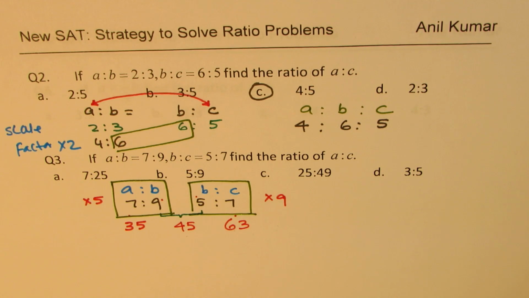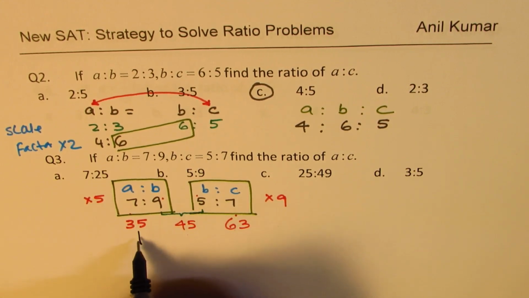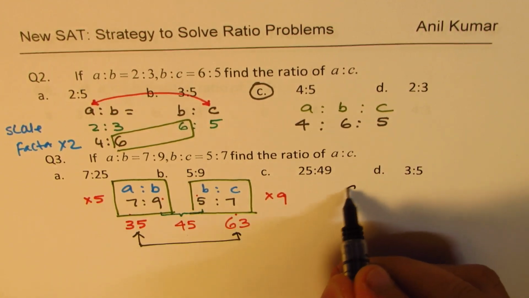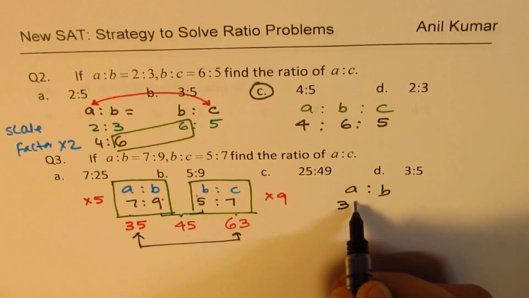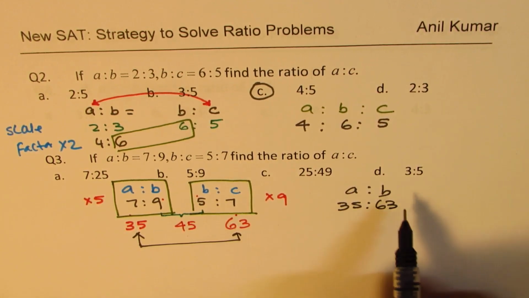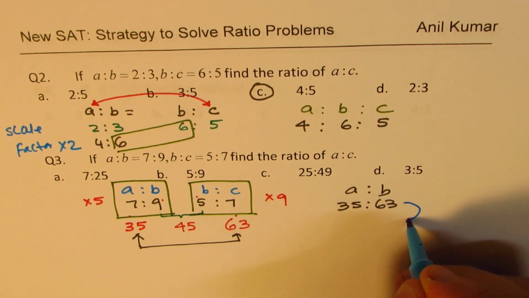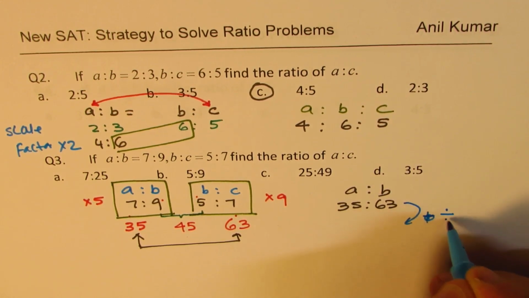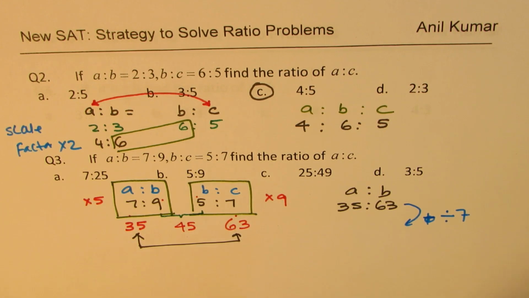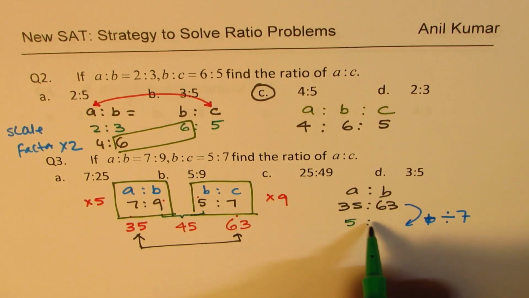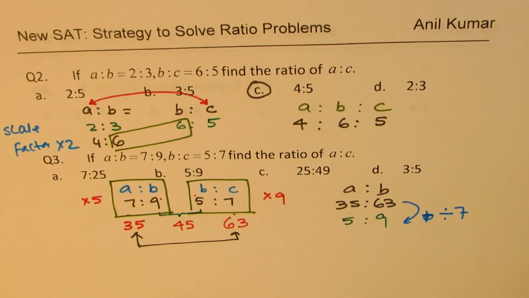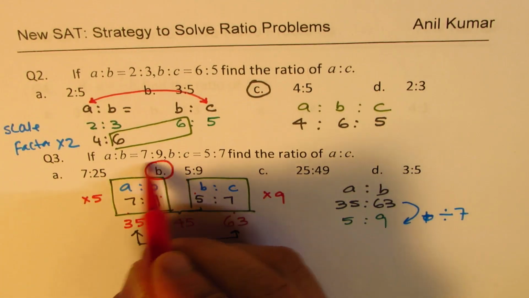Perfect. So that becomes the ratio for A is to B is to C. But the answer here is that we need only A to B, right? So we need to find what is the ratio for A to B, right? A to B. So from here we can say A to B is 35 is to 63. Well, that option is not there at all. What we can do is we can divide both by 7. Divide them by 7 to get lower numbers which can match. 7 goes 5 times and 9 times. So 5 is to 9 is the right choice. So we get B as our correct answer.